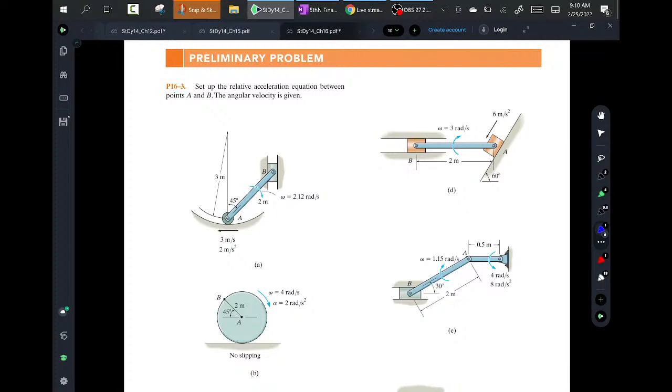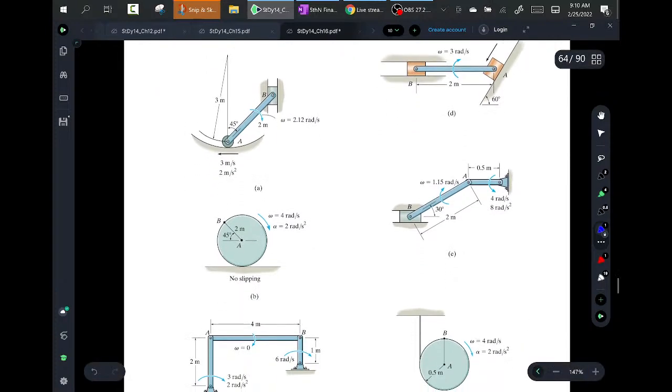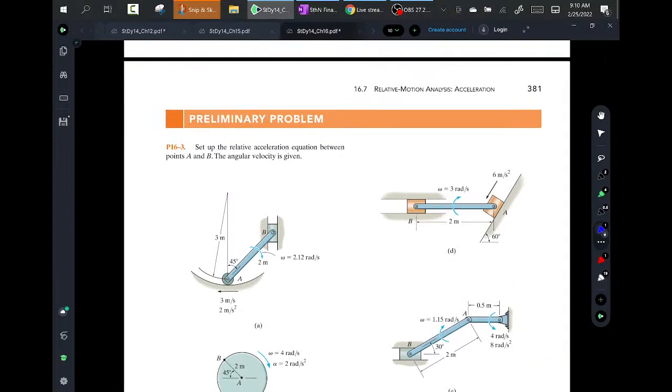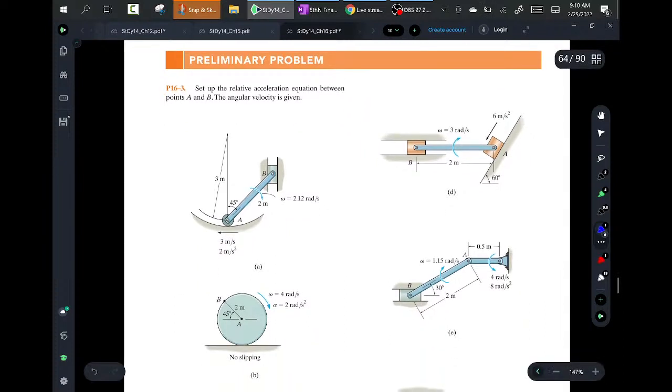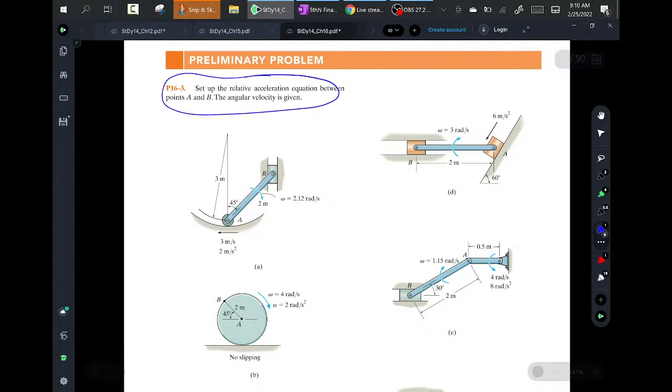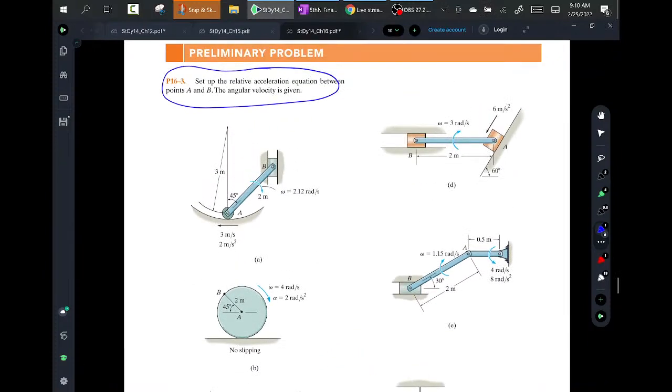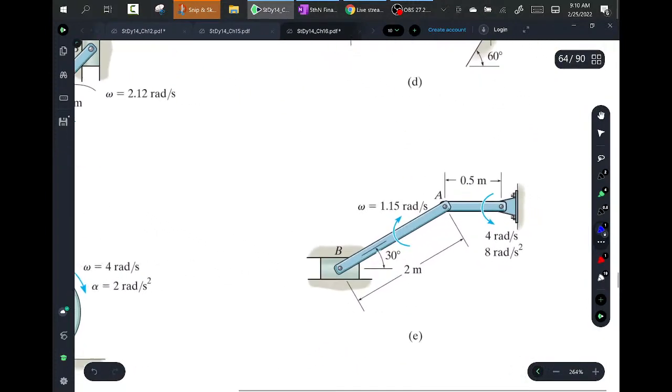Set up the relative between points here. Okay, so he's given us omega, he gives us accelerations. Let's see, what do we want to do? Which one do we want to do? Let's start with this one, say. I don't want to just set up the relative acceleration. I want to go ahead and find all the information here. So let's start with this one.